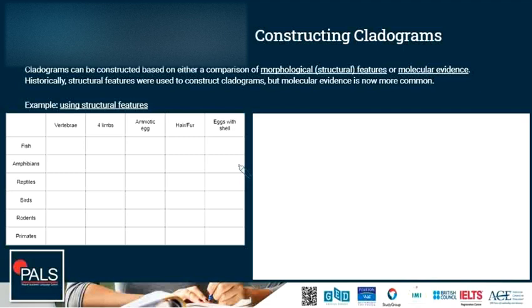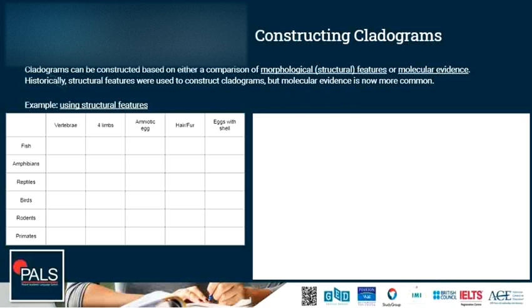Nowadays, phylogenists and people who construct cladograms and are interested in the science usually use molecular evidence, sometimes in combination with structural features, to create their cladograms.